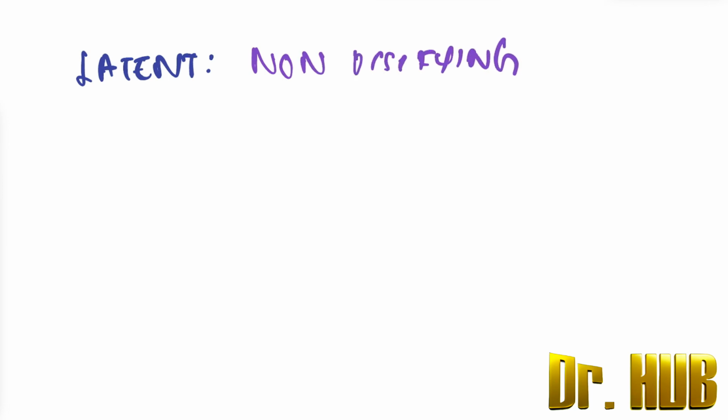Now let's look at the examples of the latent variety. Under the latent variety, what is the example? The example is a non-ossifying fibroma. Then we look at the active variety.